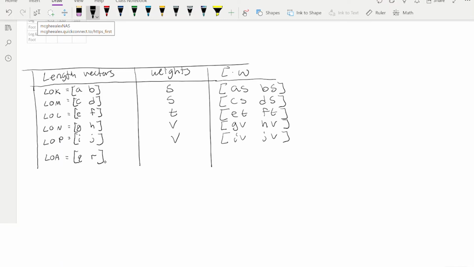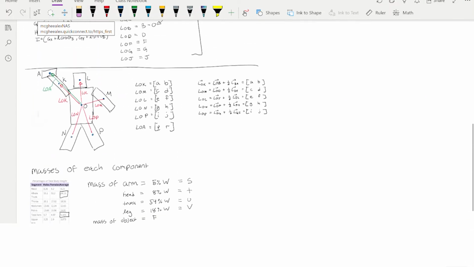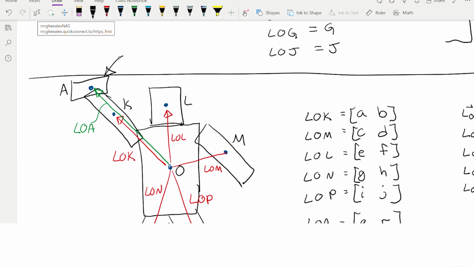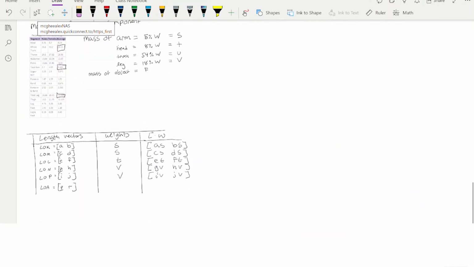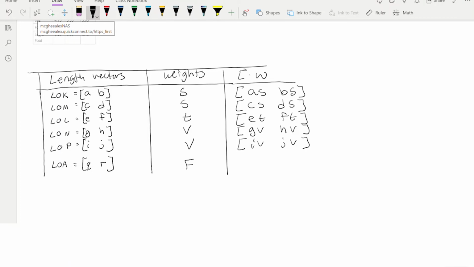Mass of the object that the person's holding. That's LOA. So let's come down. LOA is going to be, we got big F. And this is going to be QF, RF. Those are big Fs, not to be confused with the little f, right? What else do we have?